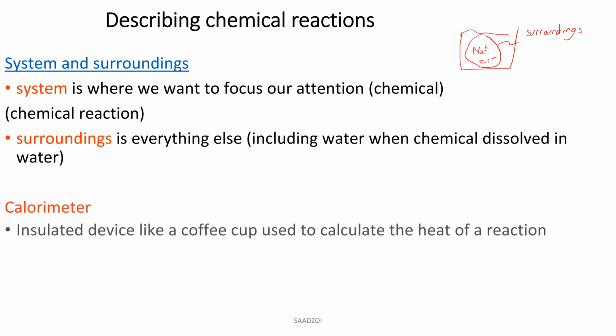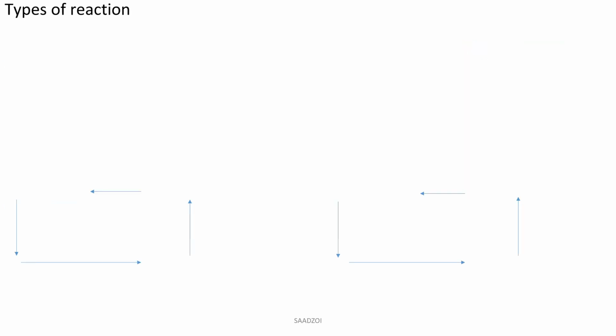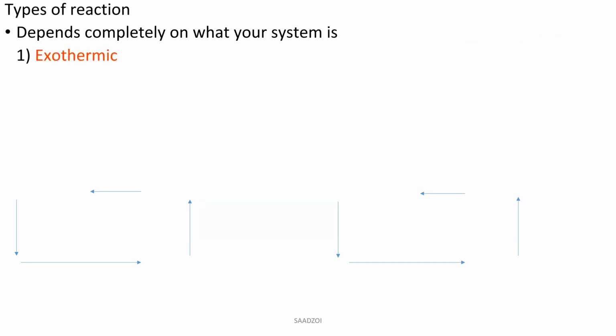All right, a calorimeter is where we usually do heat reactions to determine if it's exothermic or endothermic, whether we're producing energy or absorbing it. It's an insulated device like a coffee cup, and it's just used to calculate heat. That's pretty much its functionality. All right, so types of reaction depend completely on what your system is.